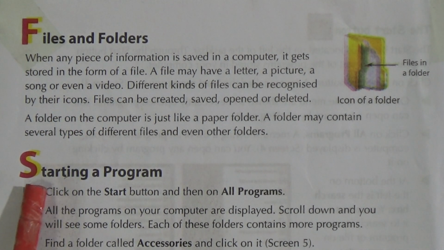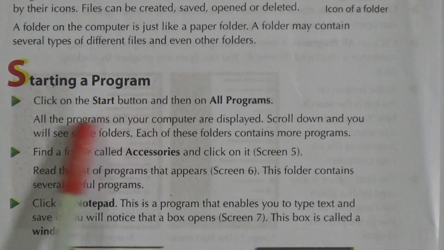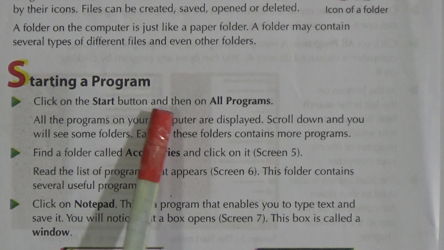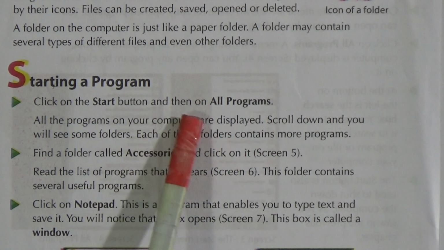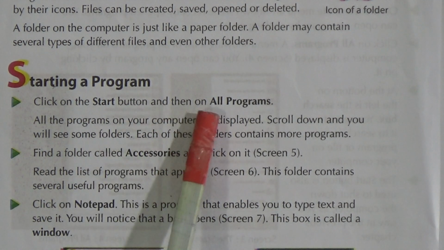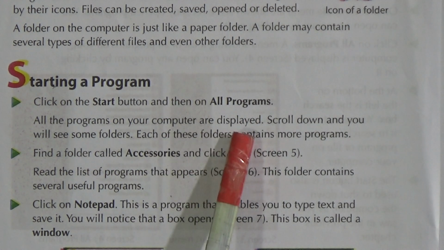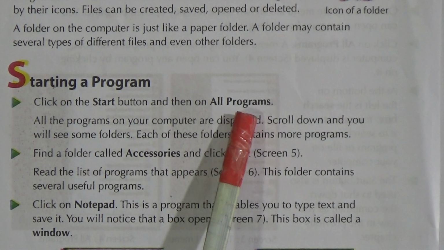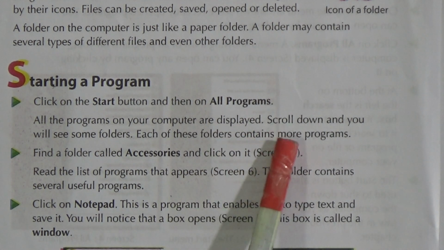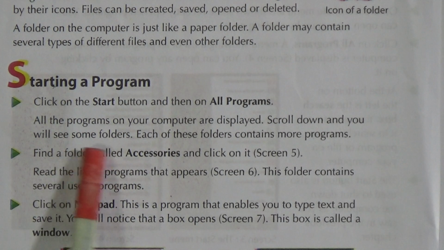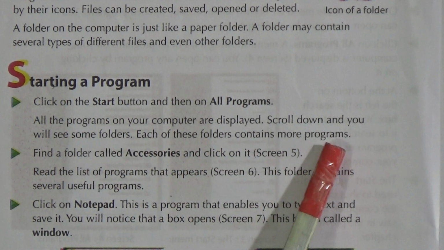Let's look at the next topic, starting a program. Click on the start button and then on all programs. We will see here how to start a program from the start menu. All the programs on your computer are displayed. When you click on all programs on the start menu, you see a list of all the programs on your computer. Scroll down and you will see some folders. Each of these folders contains more programs.